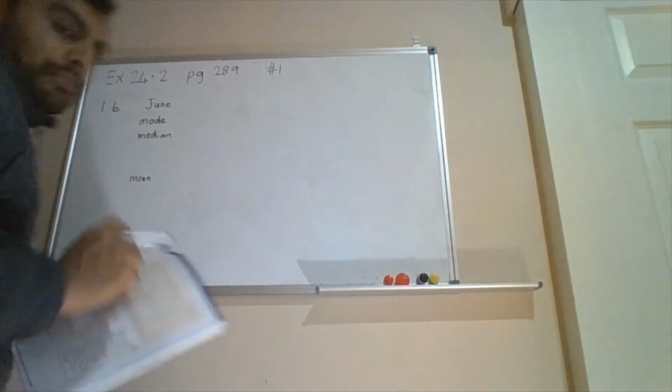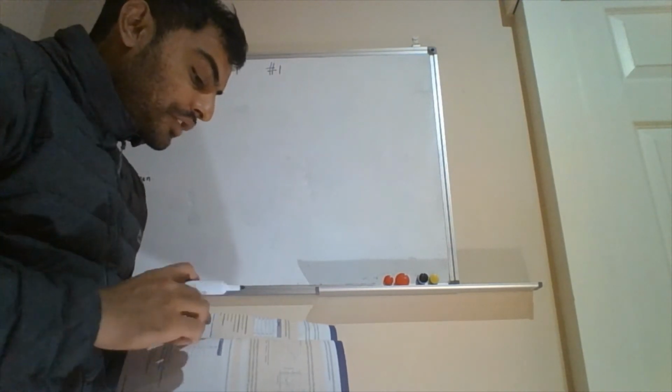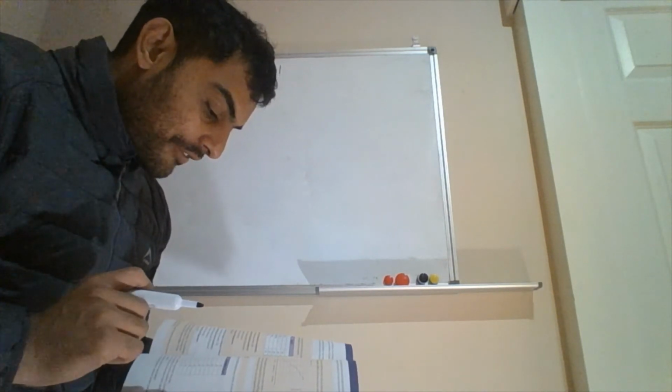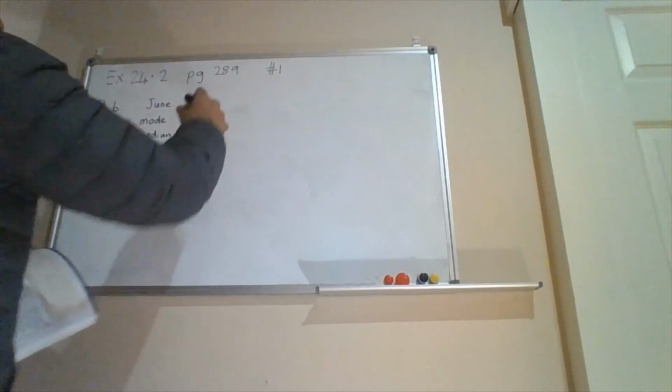So on to question 1b. This is asking us to find the measures of central tendency, which are our mean, median, and mode for each of the semesters for June and December. So starting off with June, we're going to look at the mode, which is the most common value. So we've got 2 marks of 25 and 2 marks of 85. So each of these would be our mode.